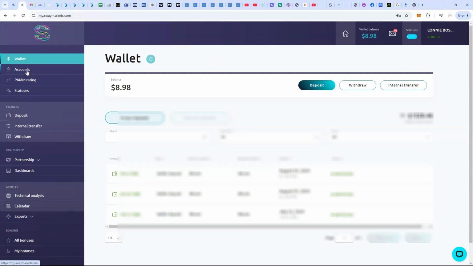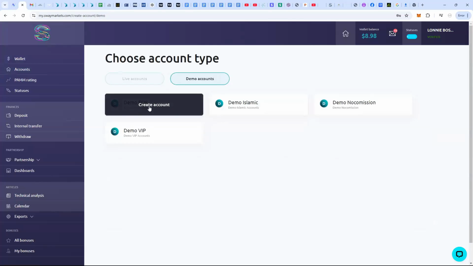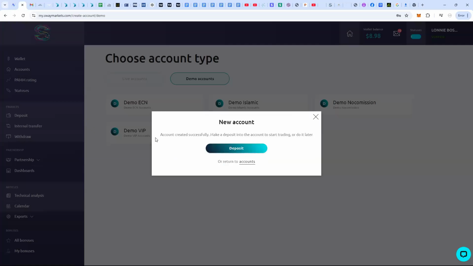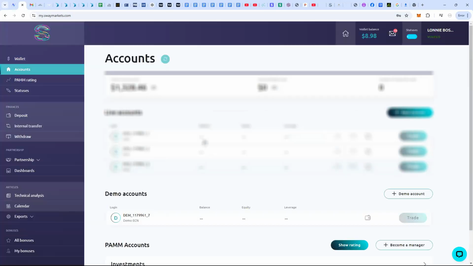All right. You're going to go to accounts. You're going to go right here to demo accounts. Then you're going to click on demo ECN account. Currency, you're going to put USD. You're going to create that account. Account created. You're going to hit deposit. Then you're going to start out with, let's say, 10,000 in a demo account. Hit deposit. And that's it.